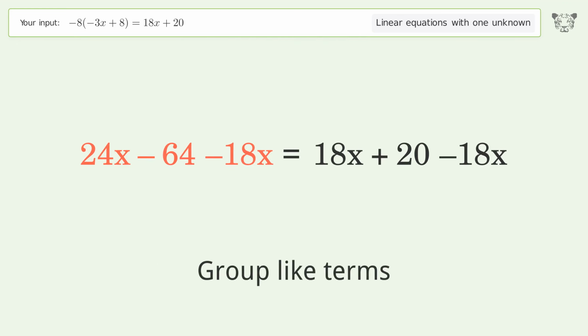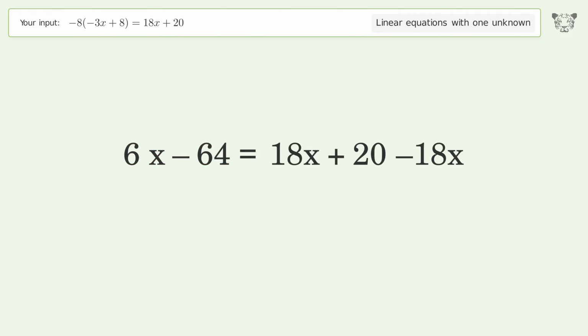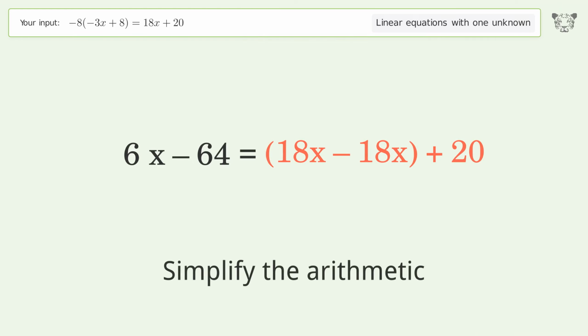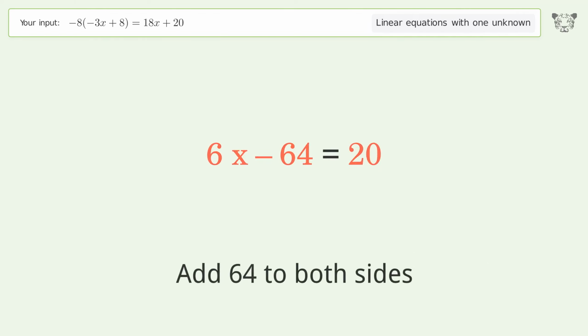Group like terms. Simplify the arithmetic. Group like terms. Simplify the arithmetic. Group all constants on the right side of the equation. Add 64 to both sides.